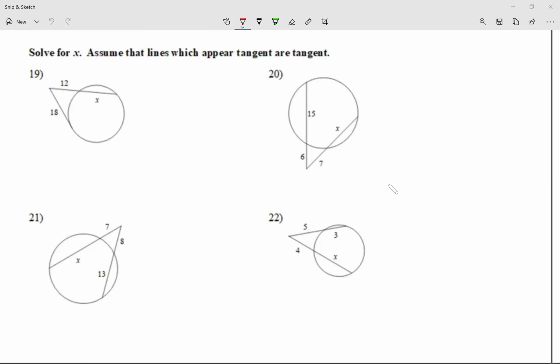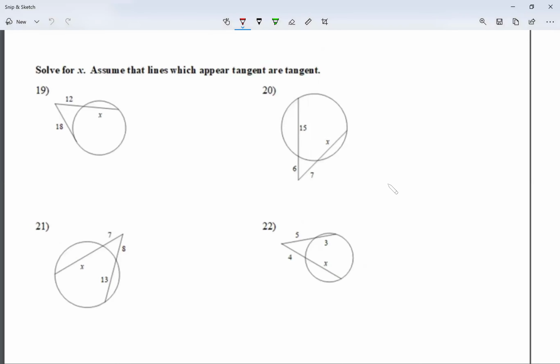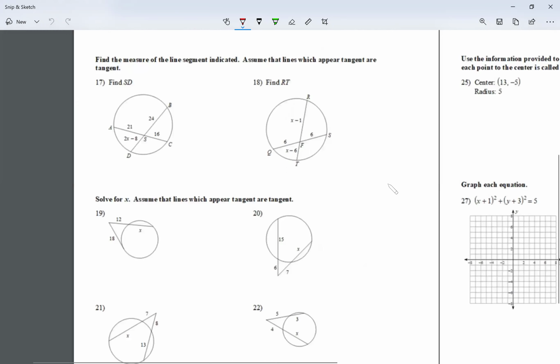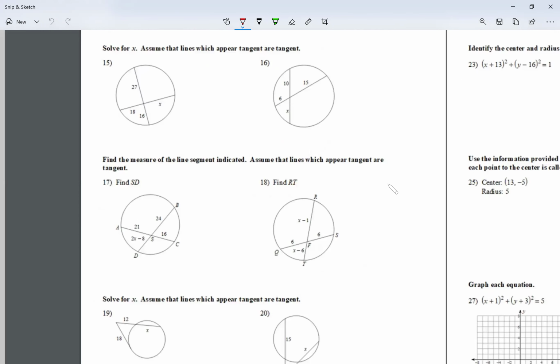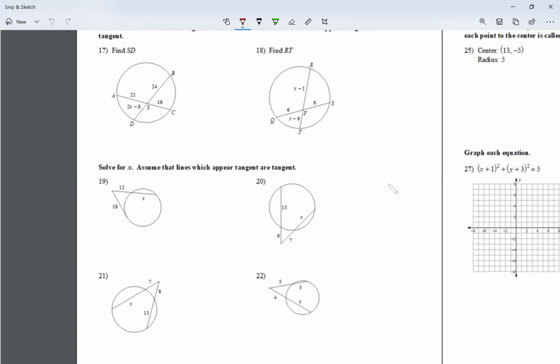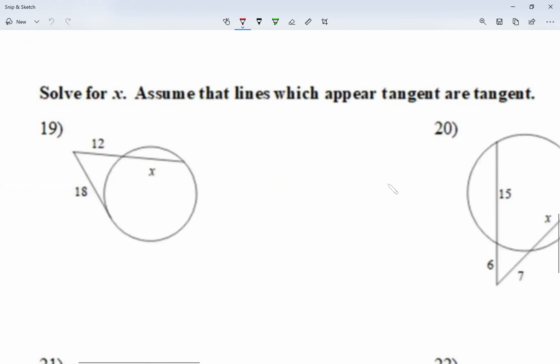Okay, so we already know, we learned last module, how to find the length of segments where they actually meet inside the circle. Remember, we saw 15 through 18. Remember how we did those. But what happens if the segments actually meet outside of the circle? So let's take a look at that. We're going to solve for x. We're going to assume the lines which appear tangent are actually tangent.